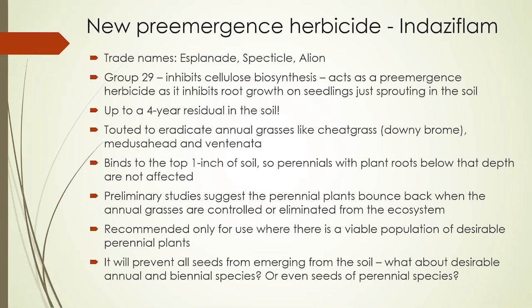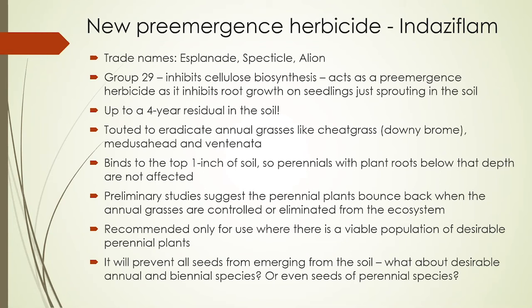So one of the things they're touting is that they want to use it to eradicate annual grasses like cheatgrass and medusahead and ventenata, things that have seeds that live 2 to 4 years in the soil seed bank. So it binds to the top inch of the soil, and so it's not supposed to harm perennial plants that have roots below that depth. The preliminary studies so far suggest that those perennial plants bounce back. They survive and thrive when those annual grasses are controlled or eliminated in the ecosystem.